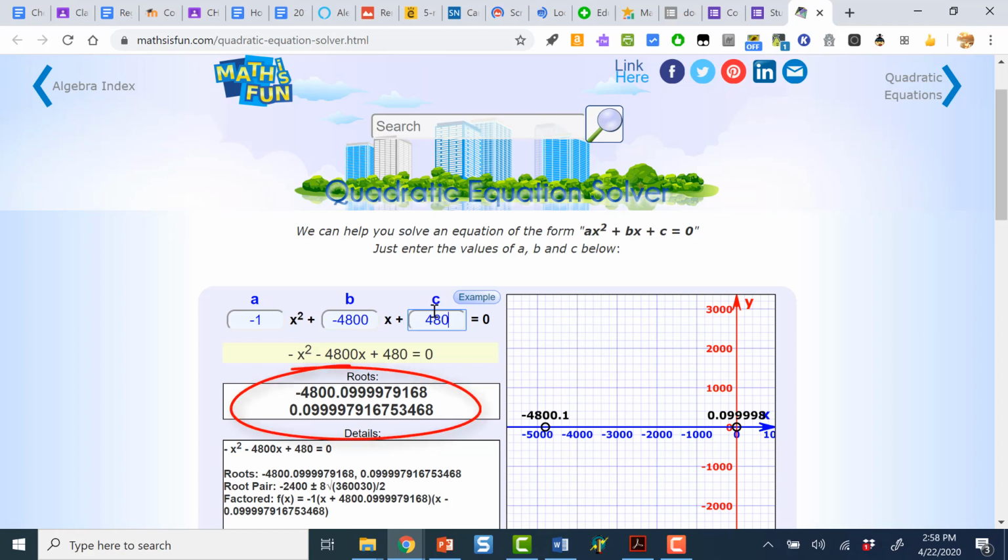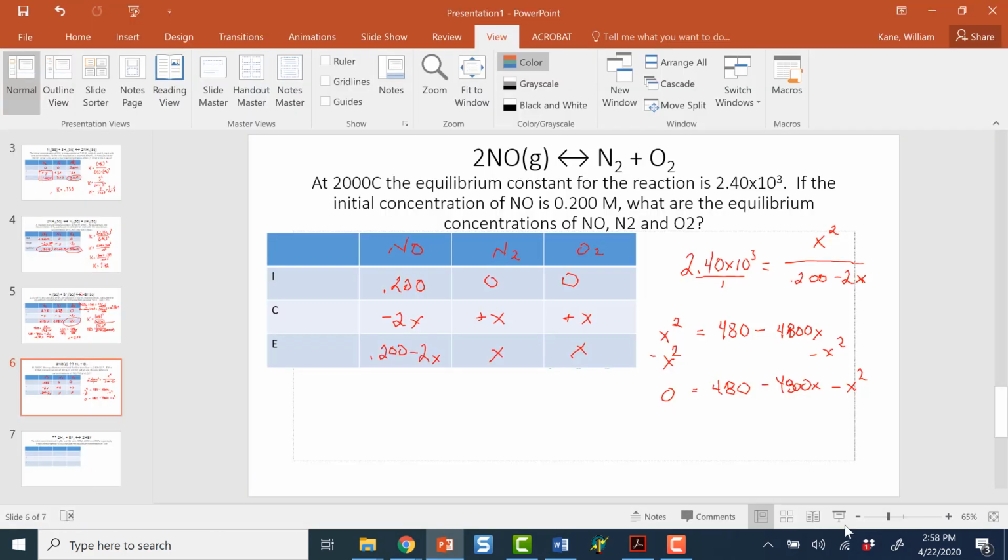What's been determined here is this. There are two possible solutions to the problem. One of the solutions is 4,800, but it's a negative value. That makes no sense for us in terms of our ICE table because that means our concentrations will be extremely negative, an impossible situation. The other solution to the quadratic is that our final answer is 0.099.